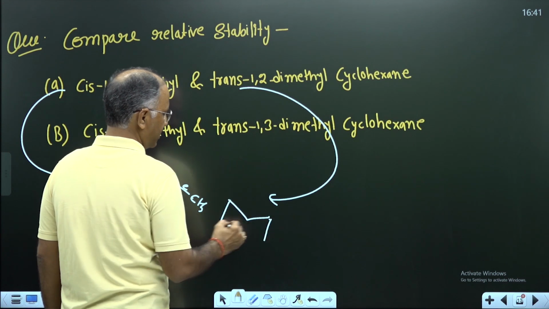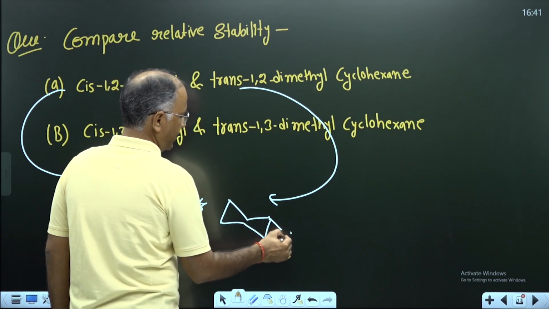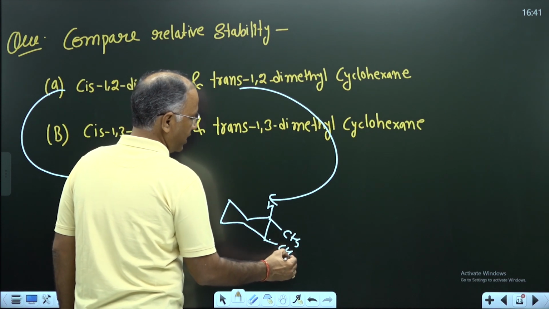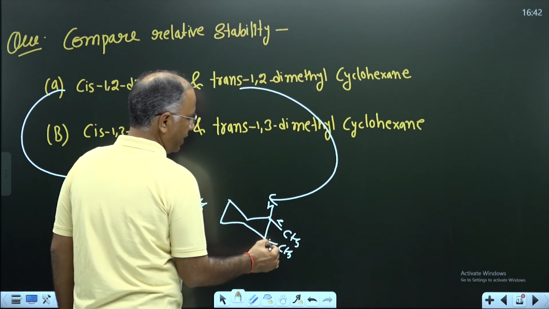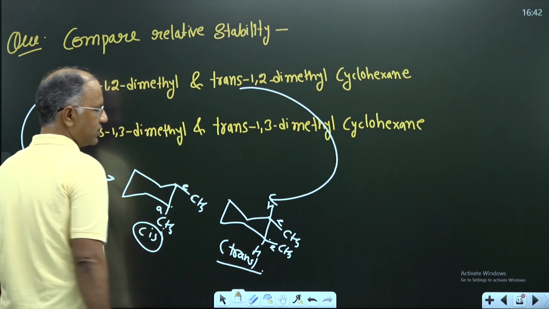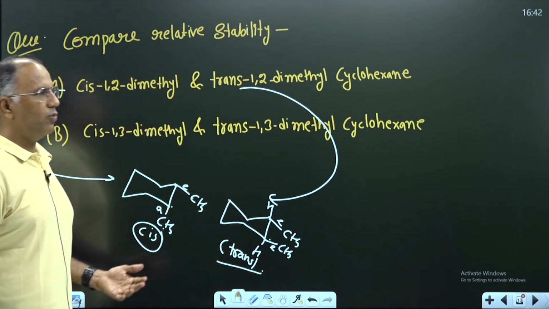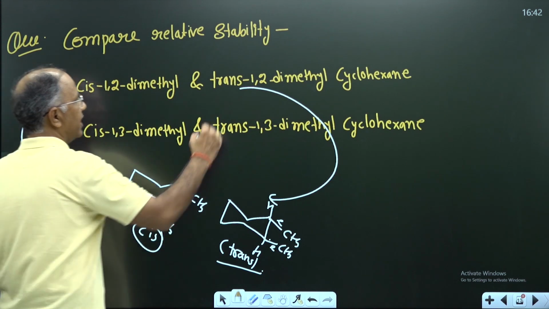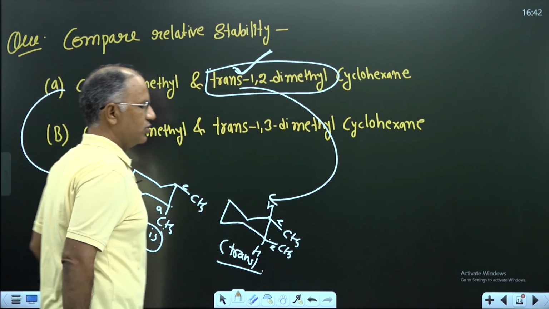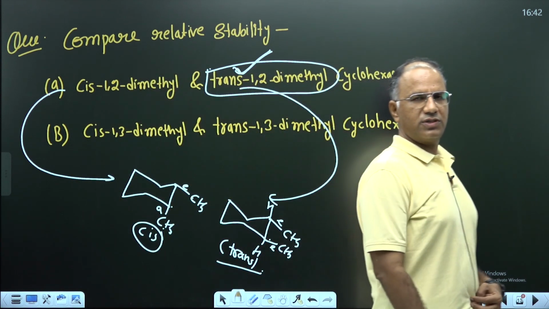Now, we have to draw trans. In case of trans, methyl equatorial means it is down, this methyl is up, EE, this is our trans. Which one is more stable? The more the equatorial positions, the more is the stability. So in this case, trans is more stable. Why is trans more stable? Because of more equatorial positions.